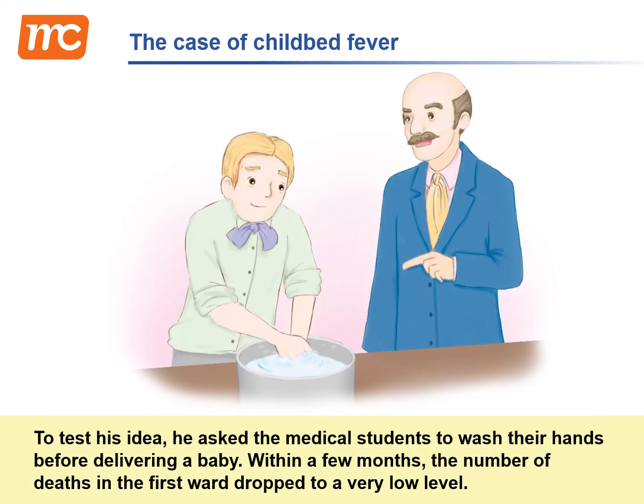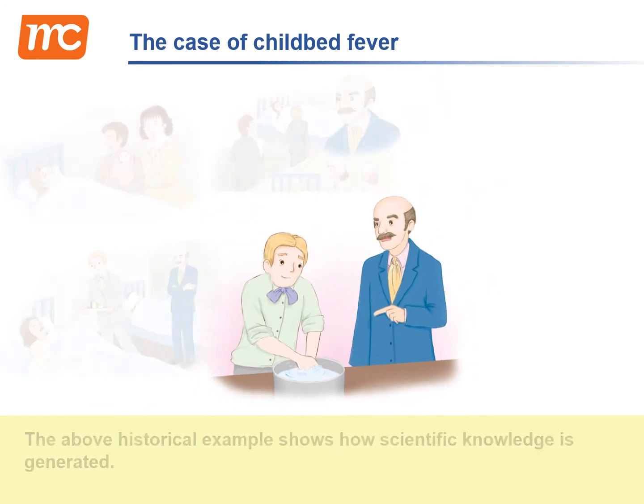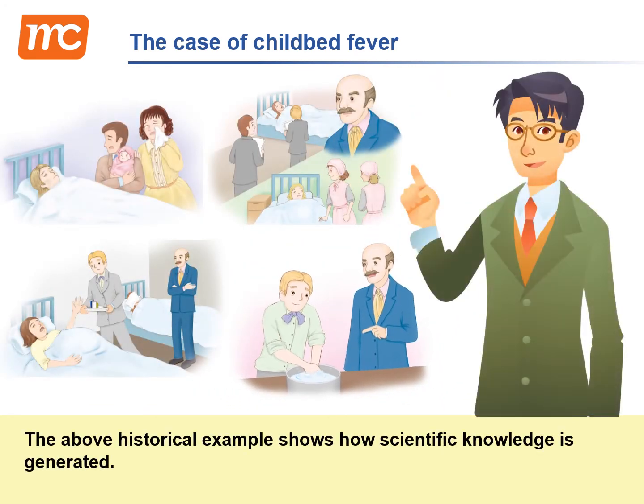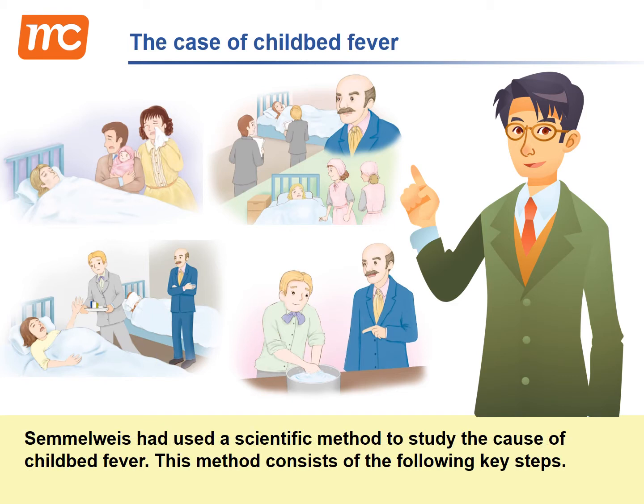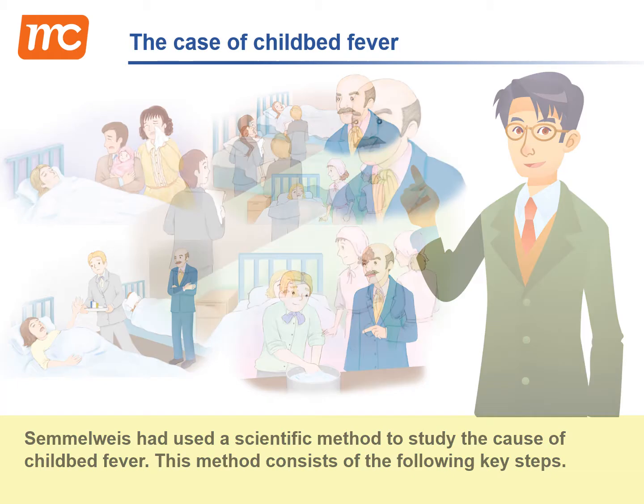To test his idea, he asked the medical students to wash their hands before delivering a baby. Within a few months, the number of deaths in the first ward dropped to a very low level. The above historical example shows how scientific knowledge is generated. Semmelweis had used a scientific method to study the cause of childbed fever. This method consists of the following key steps.